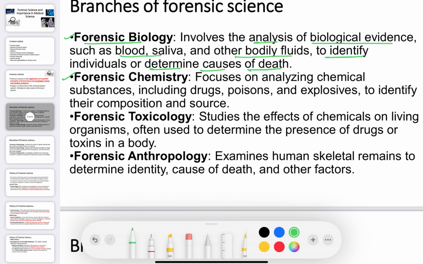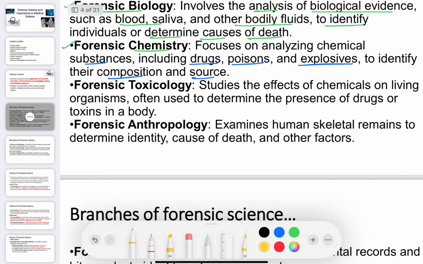Second one is forensic chemistry. Forensic chemistry mainly focuses on analyzing chemical substances, including drugs, poisons, and explosives, to identify their composition and source. Third one is forensic toxicology. It studies the effect of chemicals on living organisms, often used to determine the presence of drugs or toxins in a body.